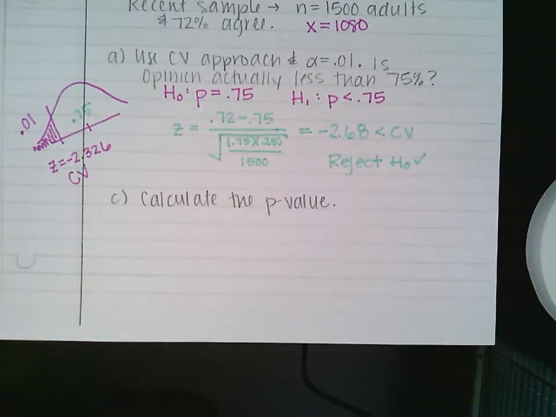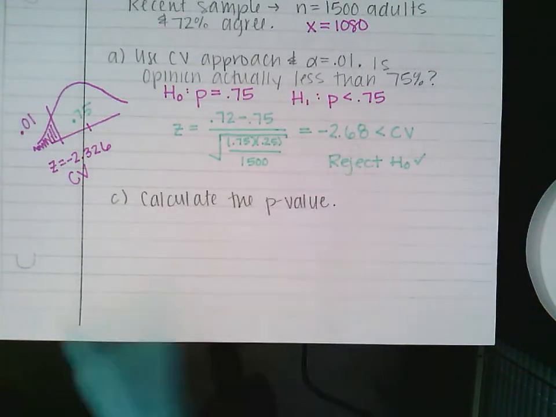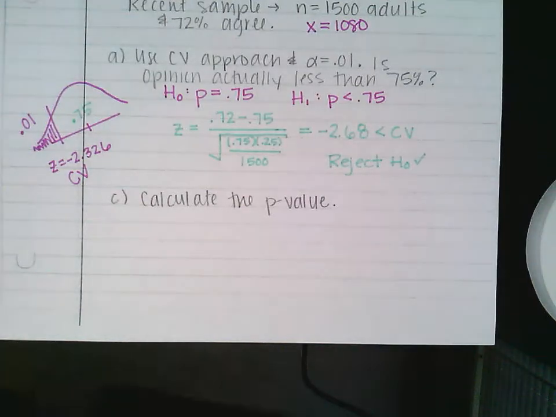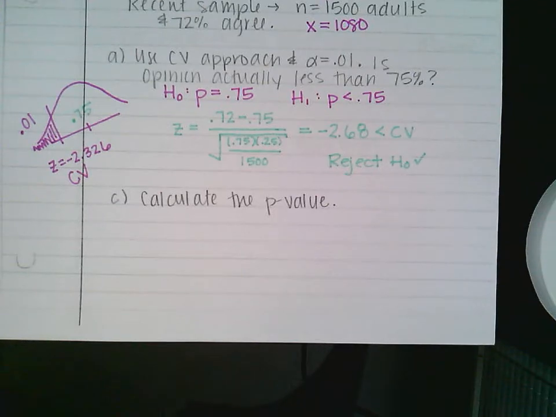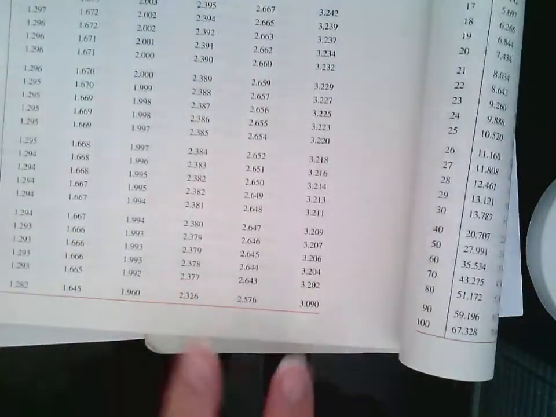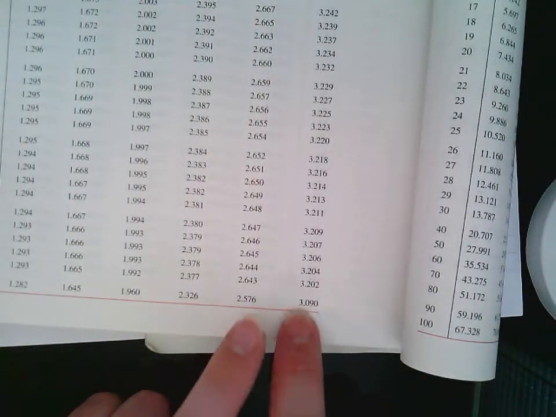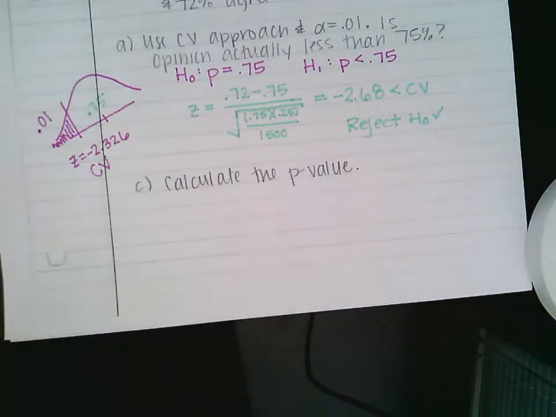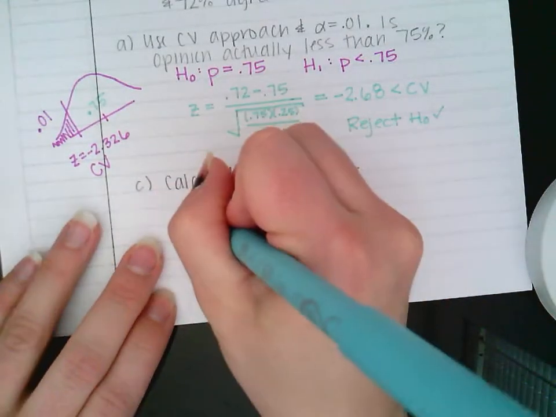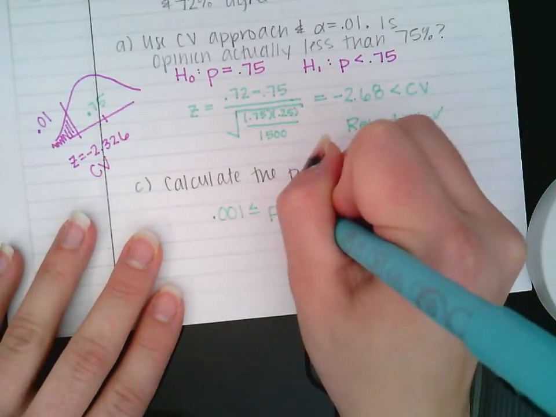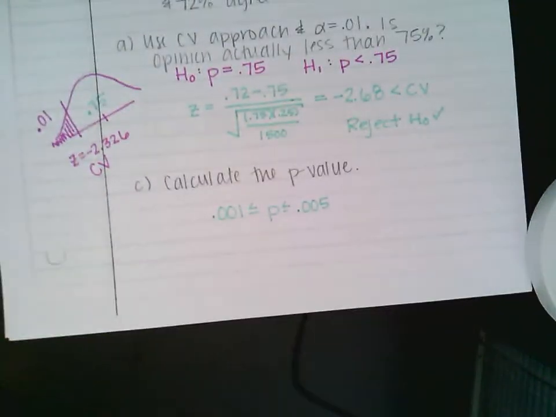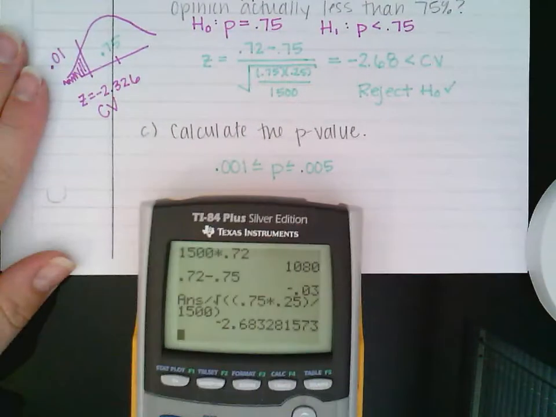Okay, and then part C says calculate the p-value. Well, if I want to look at the p-value, this is my critical value. I am going to use the infinite row here. And 2.68 is going to be between 2.57 and 3. So I'm going to say that my p-value is just somewhere between 0.001 and 0.005.